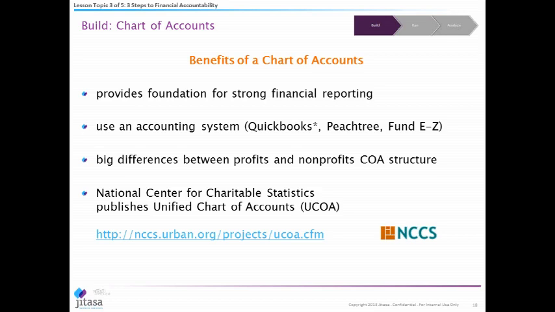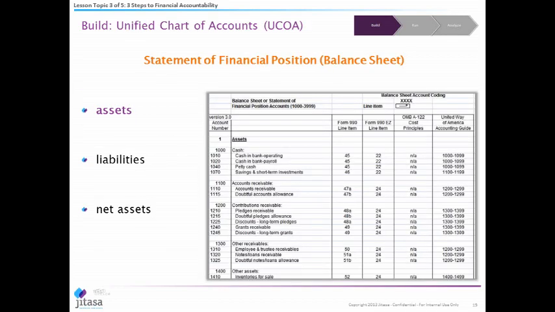Where we like to start is with what I call the UCOA. Basically, the National Center for Charitable Statistics published the Unified Chart of Accounts, and the link is here on the PowerPoint. And I do believe, Ron, we do share the PowerPoint afterwards, so you'll have access to this link. Yes, it'll be posted on the Jitasa University website, which will provide a link at the end. And you can view a recording and download the PDF version of the PowerPoint. Perfect. Okay, so we're going to review it briefly. I wanted to share with you what the basic UCOA looks like.